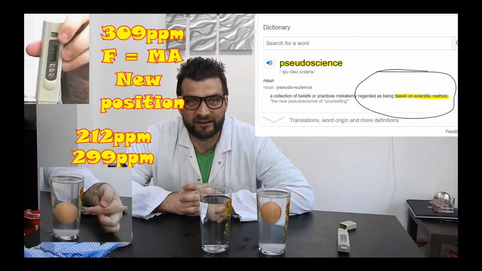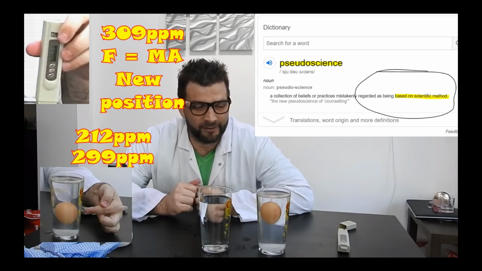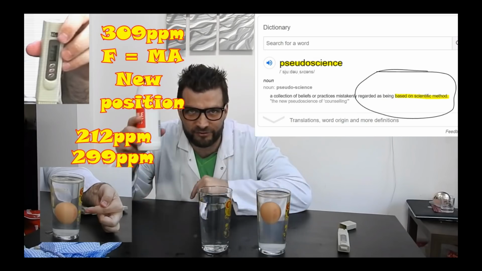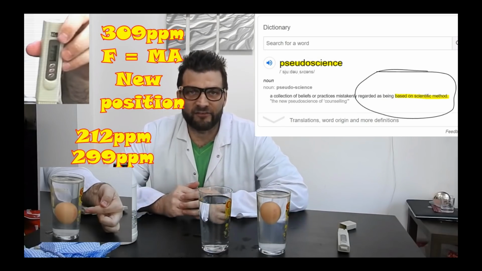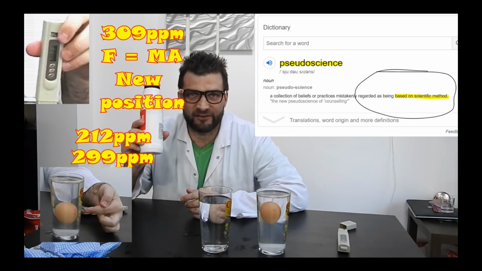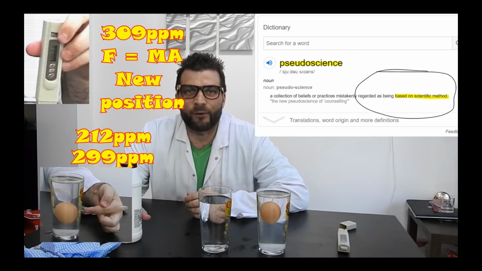I am staying within scientific method, and I am using my cause and effect relationship, and I am demonstrating it using this. I've changed the density of the medium, and the egg has displaced. Within scientific method, the cause is that and only that. You cannot infer extra causes.